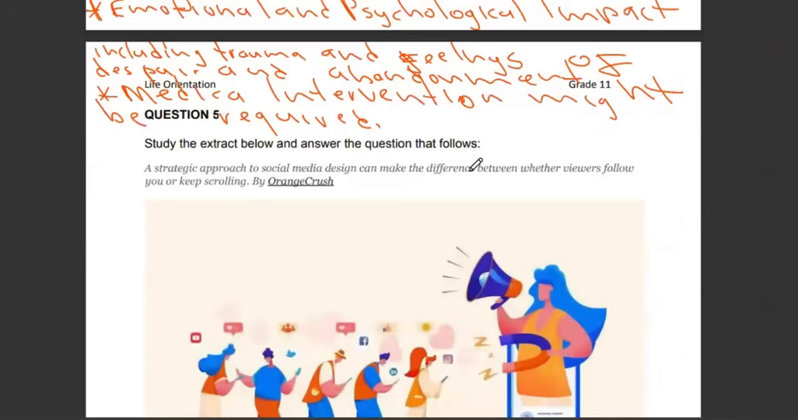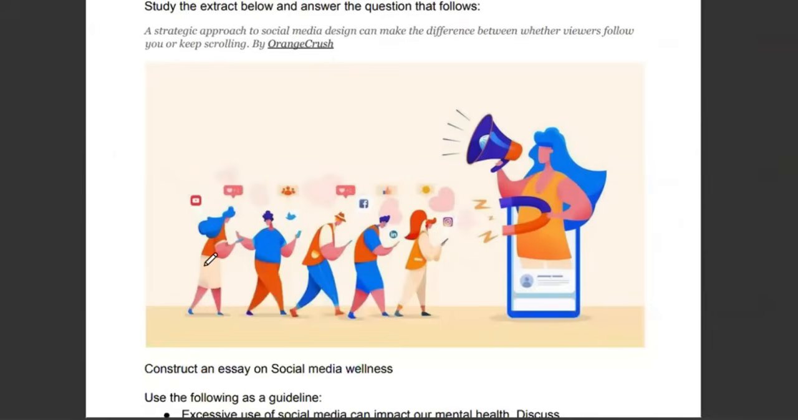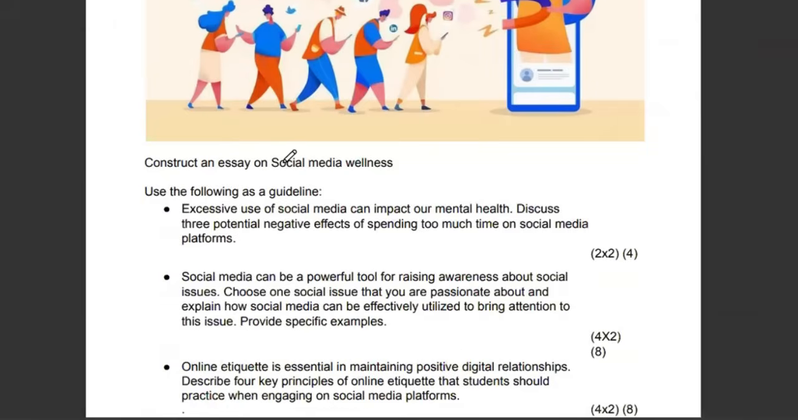Study the extract below and answer the question that follows. A strategic approach to social media design can make the difference between whether viewers follow you or keep scrolling. By Orange Crush, we do have an image there of people who are active on social media. Construct an essay on social media awareness. Use the following as a guideline. Excessive use of social media can impact our mental health. Discuss potential negative effects of spending too much time on social media.